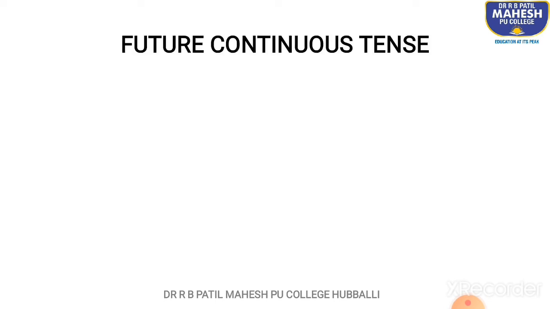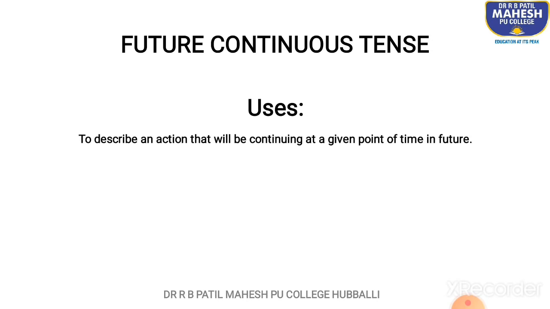Okay, the next form, future continuous tense. The use is to describe an action that will be continuing at a given point of time in future. So we are talking in terms of future. So here when we speak of future continuous tense, we are talking about an action which would be probably continuing at a given point of time in the future. So while framing such sentences, we use future continuous tense.